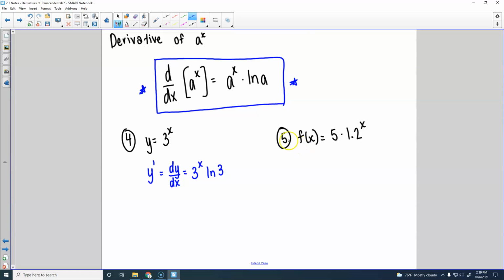It's just this formula. For example 5, we do have a 5 out here in front of our 1.2 to the x power. So it is just a coefficient that's going to stay there. We don't take the derivative of it. It's just a coefficient that stays there. And then we'll have 1.2 to the x power times natural log of 1.2. And this will be our f prime. I should label that there. You can leave it like this. Sometimes you'll see it like this, 5 natural log of 1.2.